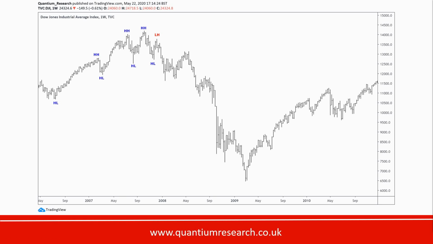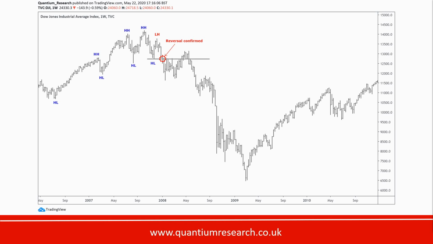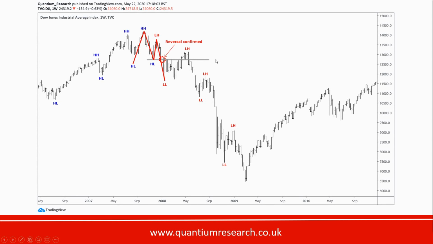So the reversal here is confirmed when the market breaks below that prior support, meaning we have a lower high and a lower low, and the downtrend is confirmed. And then we have a series of lower highs and lower lows through the entire downtrend until we get a higher high, which comes straight after.